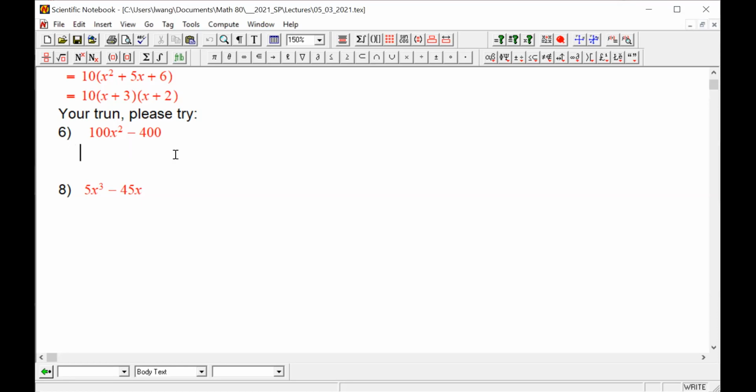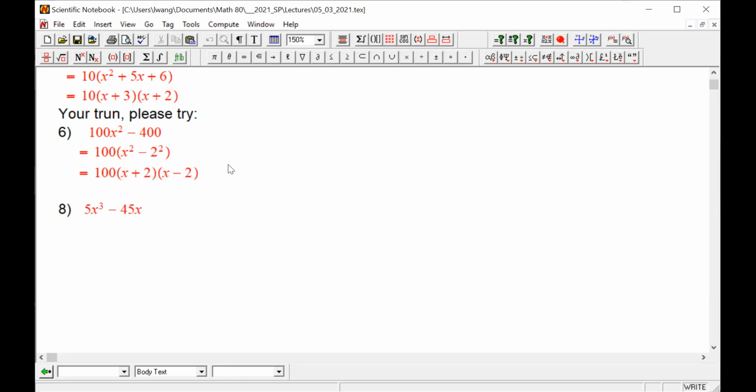On number 6, there are actually 2 different ways to do it. One way is you just factor out the 100, and then you have x squared minus 4, and 4 is 2 squared. And there you go. We got our factors, which are x plus 2 times x minus 2. You probably got that as well.